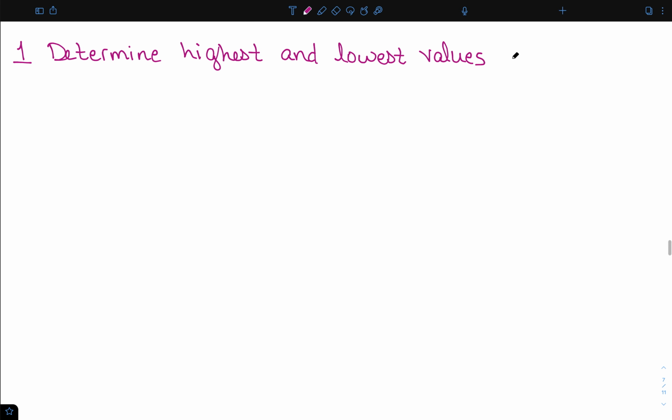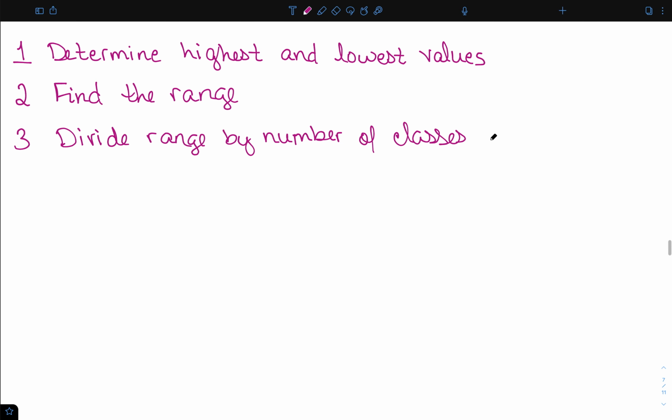Now that we have our guidelines, let's look at actually constructing our classes. The first step is to determine your highest and lowest values in your dataset. We then use these values to find the range, which is the highest minus the lowest. We're then going to divide the range by the number of classes that we want. Whatever we get in step 3, we're going to round it up, which means if we get a decimal like 5.2, we round up to 6. If we get something like 7.8, we round up to 8. If we were to get a whole number like 11, we also need to round that up to 12. And this is going to be our width.